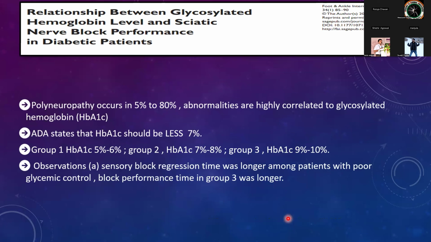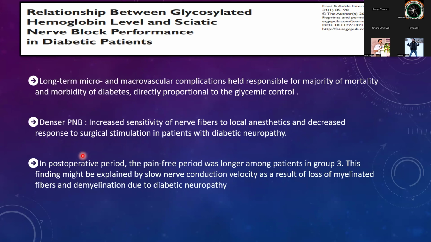This study showed the relationship between glycosylated hemoglobin and sciatic nerve block performance in diabetic patients. According to the American Diabetes Association, HbA1c should be less than 7%. In the study, they grouped the patients: group 1 was 5 to 6%, group 2 moderate, 7 to 8%, and group 3 severe, HbA1c between 9 to 10%. Their observation was that sensory block regression was longer among patients in group 3, and block performance time was also longer. Long-term micro and macrovascular complications were directly proportional to the glycemic control.